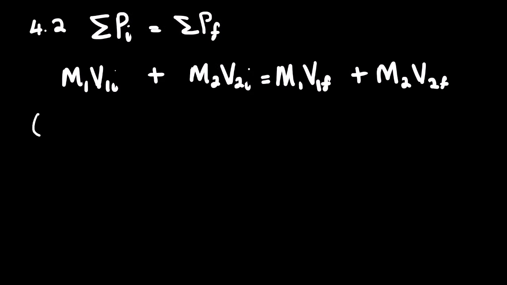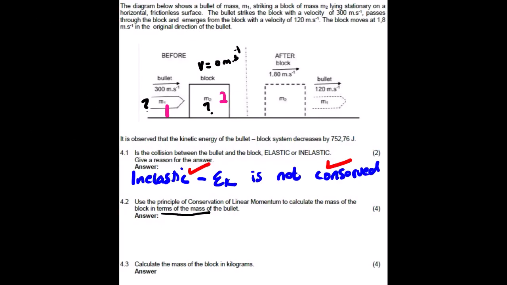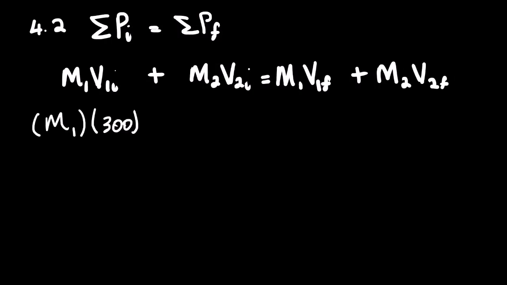m1, we don't have the mass, so we are going to put m1, but you know the initial velocity, it's 300 meters per second. And by the way, what is very important, we take right as positive, left as negative, but we can see that the directions we have in both situations, before and after, it's the positive direction, plus the mass of the block, it's m2, and then the velocity, it was stationary, so you're going to put 0.